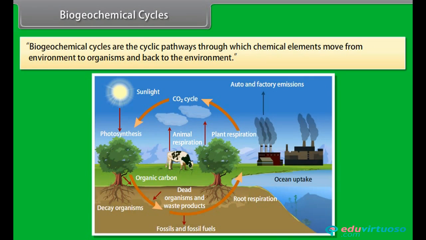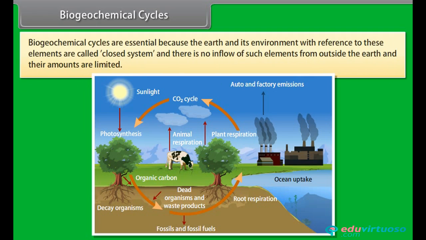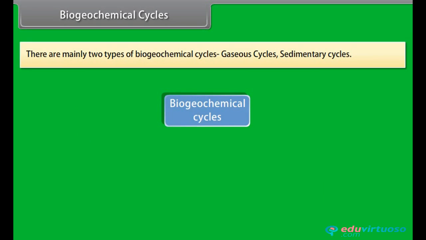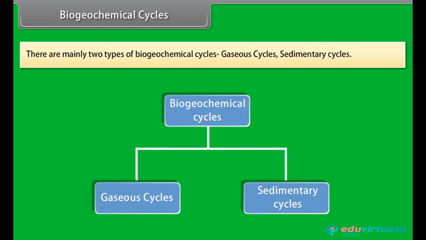Biogeochemical cycles. Biogeochemical cycles are the cyclic pathways through which chemical elements move from environment to organisms and back to the environment. Biogeochemical cycles are essential because the earth and its environment, with reference to these elements, are called a closed system, and there is no inflow of such elements from outside the earth, and their amounts are limited. There are mainly two types of biogeochemical cycles: gaseous cycles and sedimentary cycles.